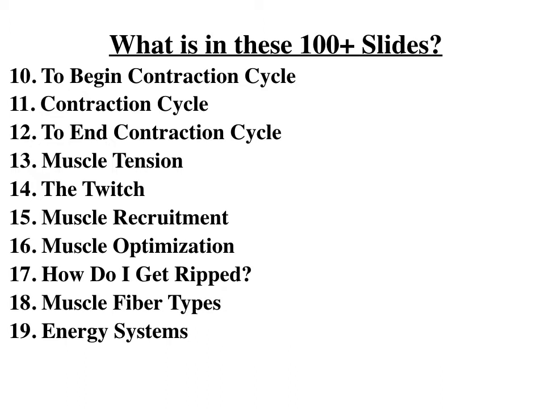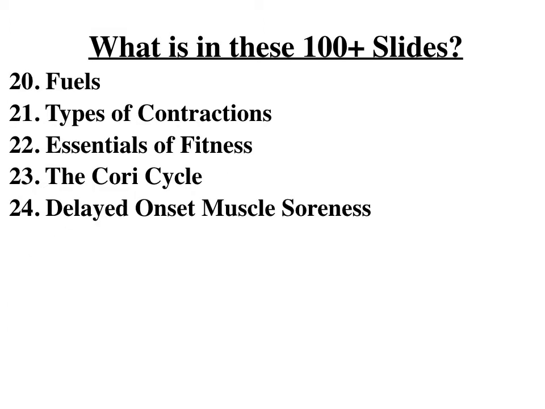The fourth section, I would do muscle tension, the twitch, and muscle recruitment. And then finally, for the last section, I would do muscle optimization together. How do I get ripped? What about the different kinds of muscle fibers, and then the energy systems? Actually, sorry, that's the second to the last section. And then finally, the different kinds of fuels, the types of contractions, the essentials of fitness, the Cori cycle, and then DOMS, delayed onset muscle soreness.